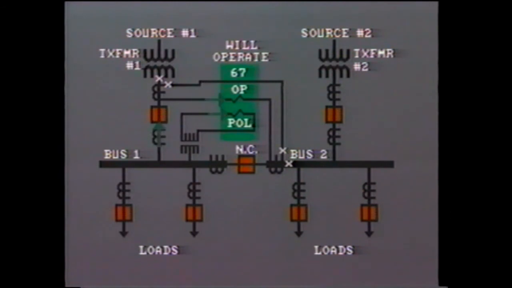However, if current is reversed and feeds into number 1 transformer's secondary, then the two currents will still be additive. But now they are in the same direction as the polarizing quantity, and the relay will trip, provided that the current is above the set point. Operation of the relay trips the secondary breaker, so now transformer number 2 will feed all the bus.